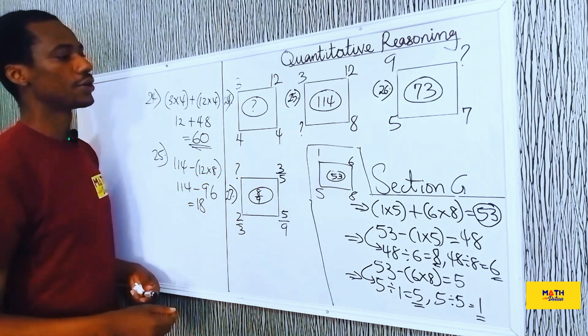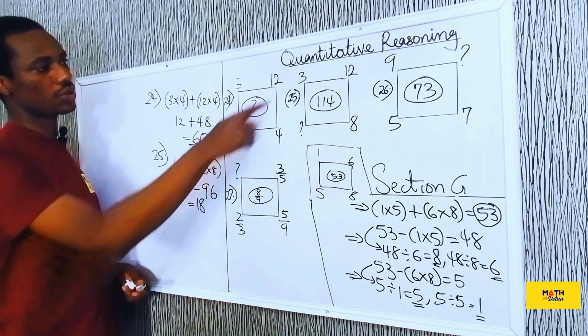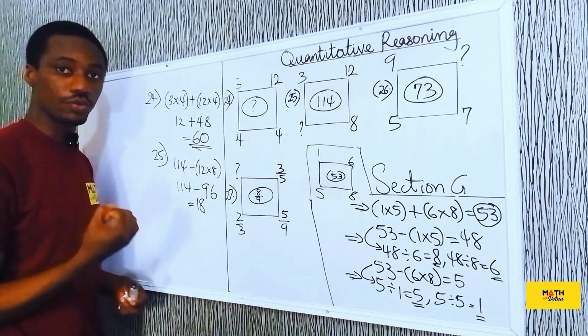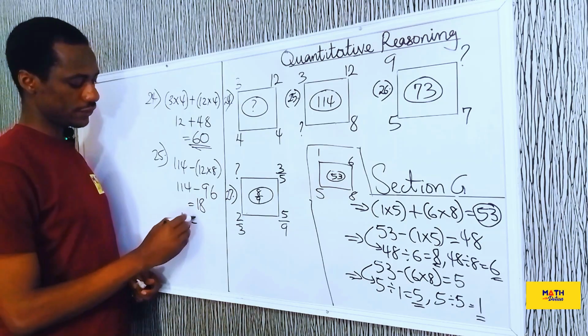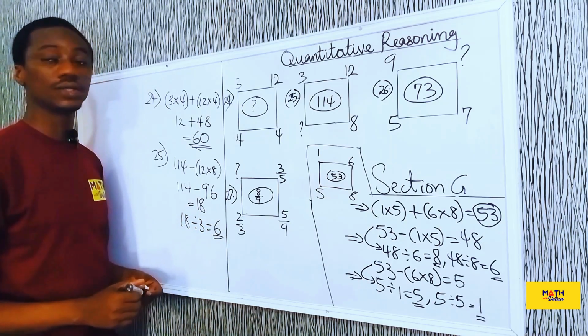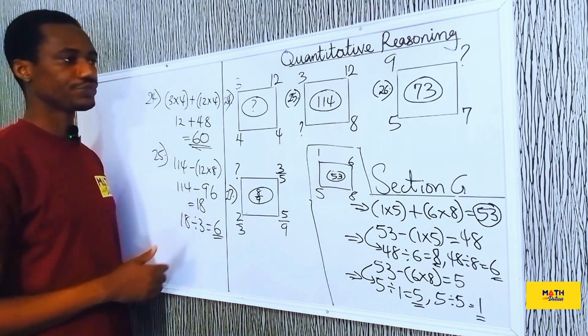All right. So now that we know that this times this must give us 18, what number are you going to multiply by 3 to get 18? What number would you multiply by 3 to get 18? And that's simply 18 divided by 3. And the answer is 6. So for number 25, the answer is 6.